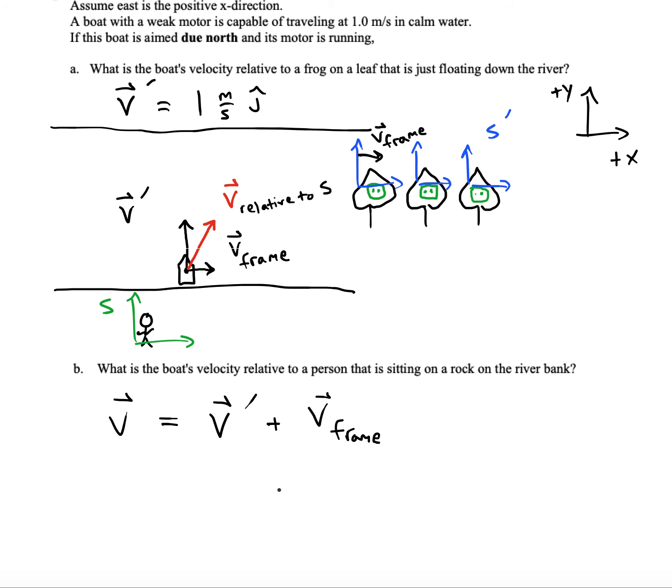All right, now what we want to do is just plug in what we found above, 1 meter per second j hat for v prime, because it's moving up. And then over here for the v frame, just put 1 meter per second i hat, because that's the direction that the river is flowing. So i hat goes with x, j hat goes with y. They're called unit vectors, and they just help us separate the horizontal from the vertical.